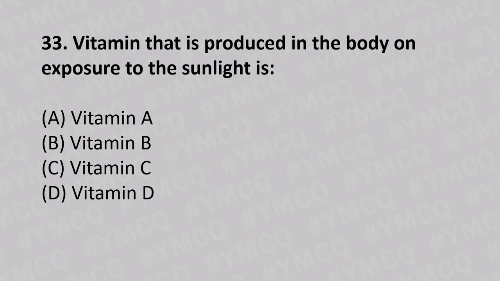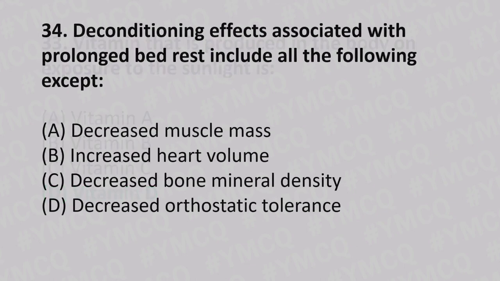Vitamin that is produced in the body on exposure to sunlight. Option A, vitamin A. Option B, vitamin B. Option C, vitamin C. Option D, vitamin D. And the answer is option D, vitamin D. Moving to our 34th question.